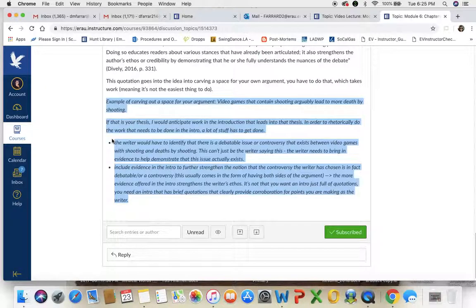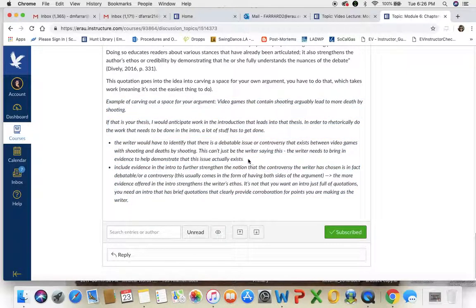You do that through bringing in evidence. If you want to say that this issue actually exists, then you need to bring in evidence from both sides. You have to give evidence from the side that says video games that are more violent lead to more violent behavior and culture, versus the people who say violent video games do not lead to more violent behavior and culture. Identifying those two sides is needed in the introduction because it would be leading into your thesis.